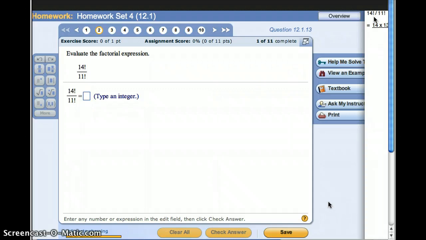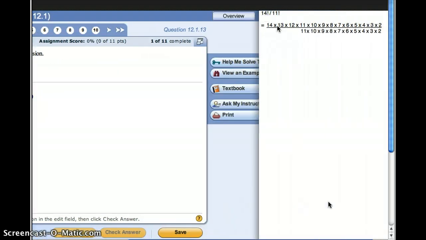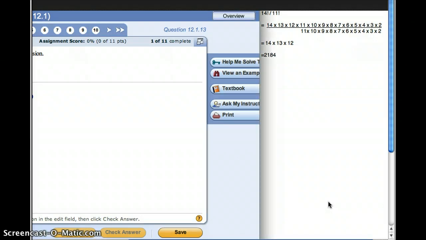But let me just note that factorial shows up a lot in probability and statistics. It just means 14 times 13 times 12 times 11 all the way down to times 3 times 2 times 1. You don't really have to put the times 1 in there. And notice that if you wrote all this out, there would be some nice simplification, so you really could just figure out that this is 14 times 13 times 12 and run that on a calculator if you wanted to. That might actually be quicker than using the factorial operator, so 184 in that case. Type an integer.